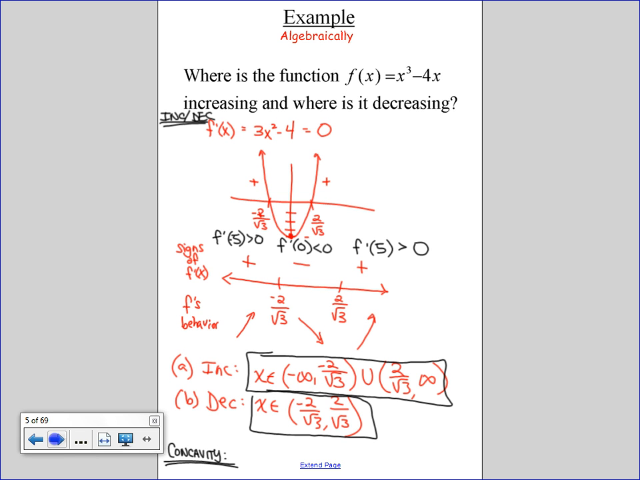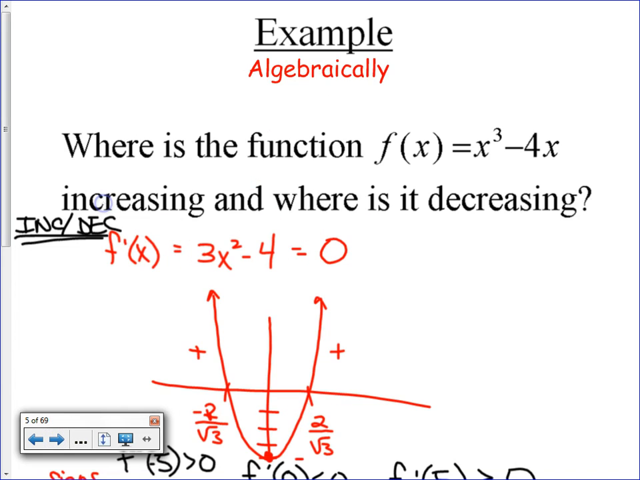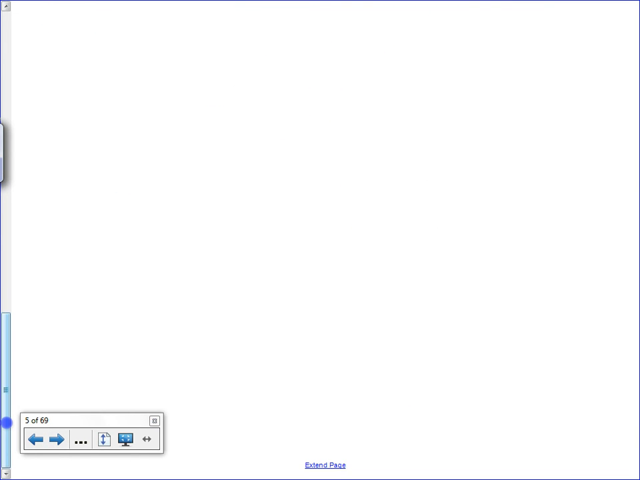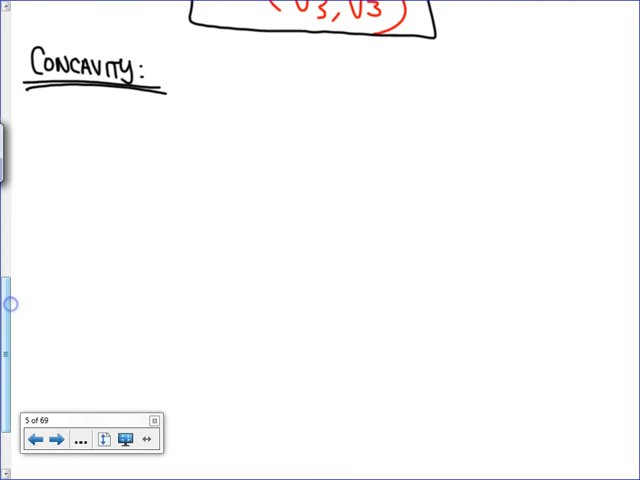So guys, what is my f double prime for this function? 6x. I'm going to zoom back in because it's going to get ridiculously small. Here we go. If f double prime of x is equal to 6x.